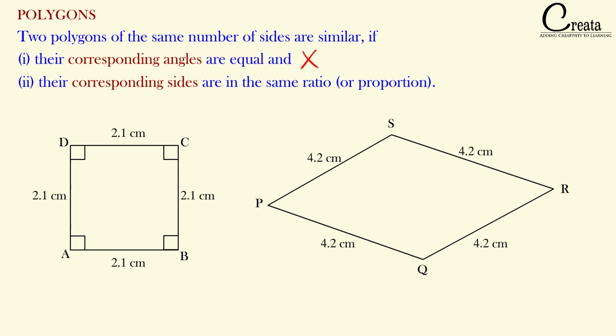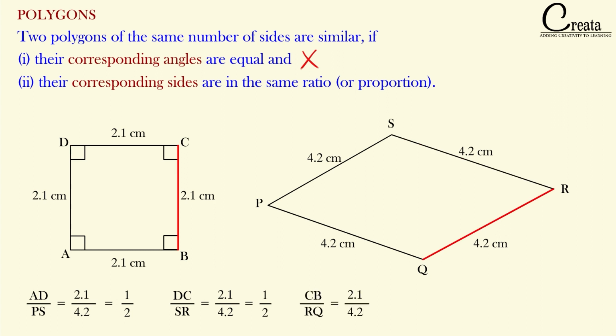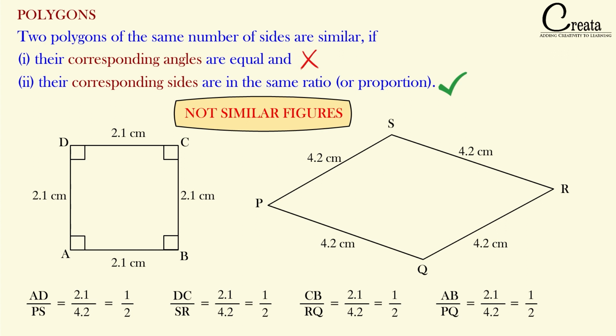Still, let's move to the second criteria, that is corresponding sides. Here AD to PS is 2.1 upon 4.2, that is 1 by 2. DC upon SR is 2.1 upon 4.2, that is again 1 by 2. CB upon RQ is 2.1 upon 4.2, that is 1 by 2. And AB upon PQ is again 1 by 2. So basically the ratios of the corresponding sides are equal. That is, the second criteria is matching, but our first criteria is not matching. So these two figures are not similar figures.